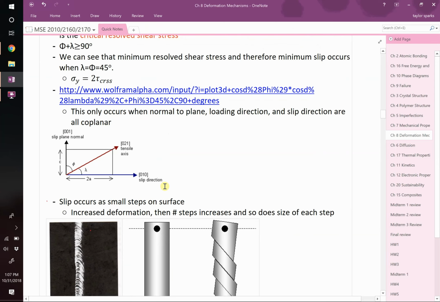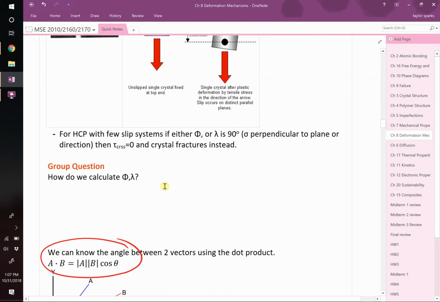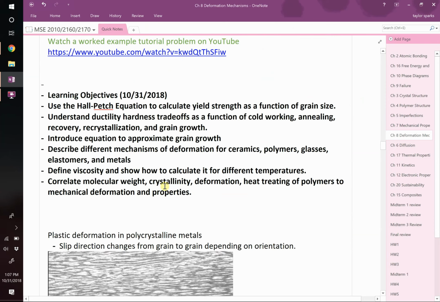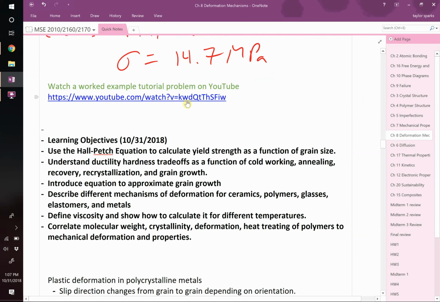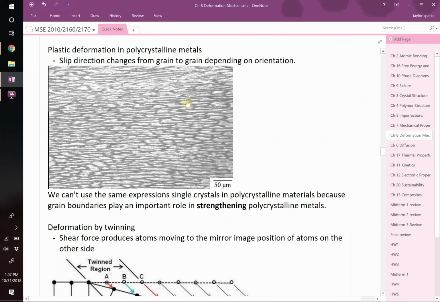You don't need to know that for the test, so don't sweat it. If that's going on, don't worry about it. There are worked out examples of that. If you want to see more of this done in different ways, they're on YouTube. Okay? So let's talk more about, we're going to get towards something called Hall-Petch.